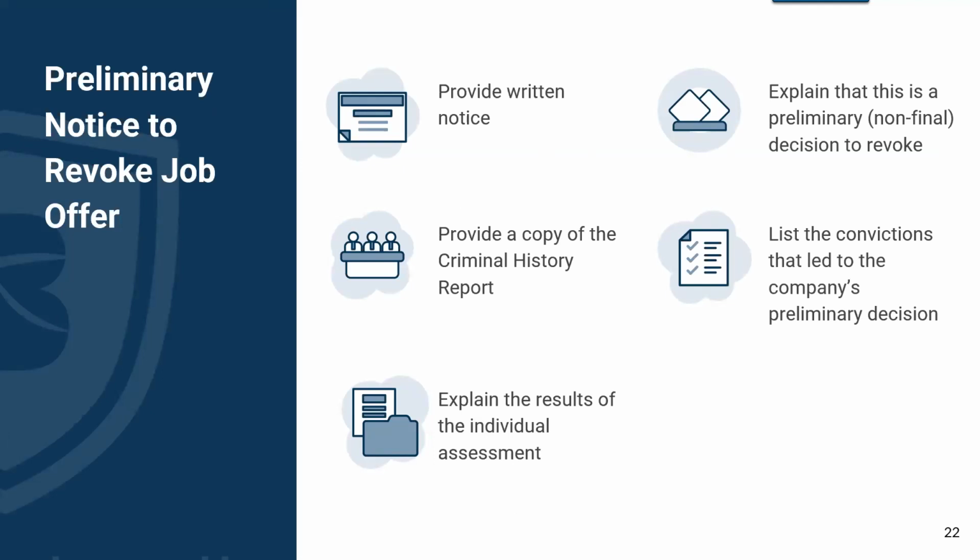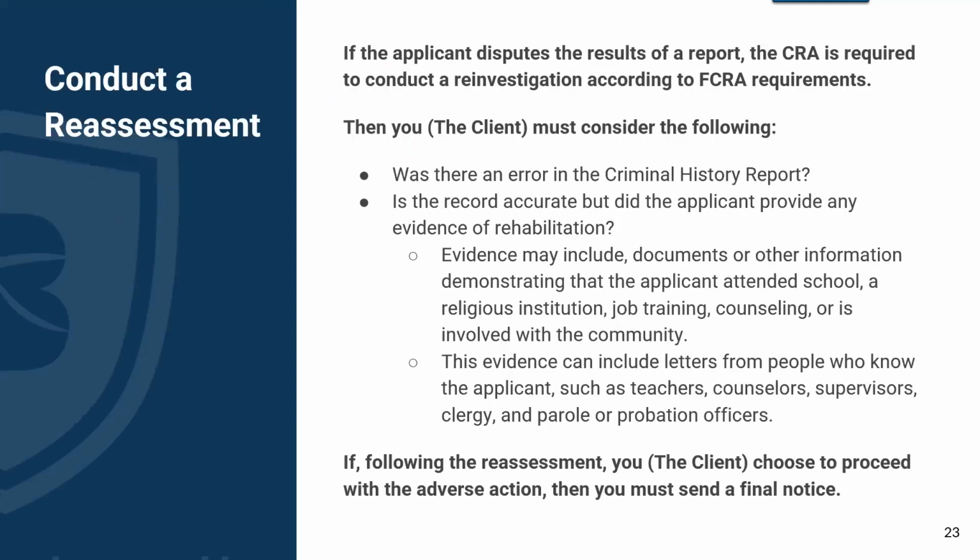You'll provide a copy of the criminal background check report, explain the results of the individual assessment, and then explain that this is a non-final decision to revoke, and then list the convictions that led to the company's preliminary decision. So you send that out, and then you're going to give the applicant time to respond or dispute. And if the applicant does dispute the report, the consumer reporting agency, like Backgrounds Online, will conduct a reinvestigation according to FCRA requirements. So we will have that done within 30 days.